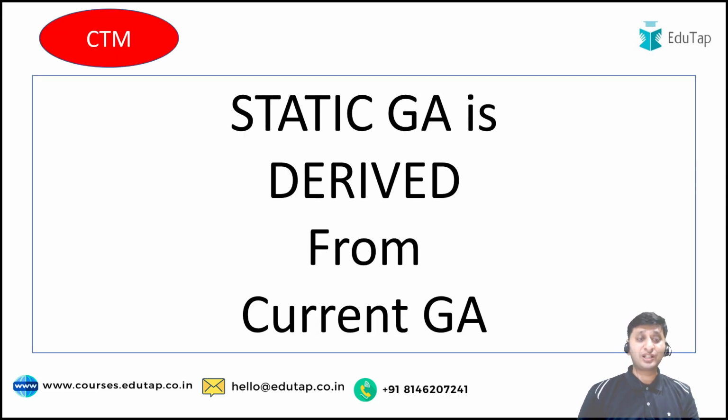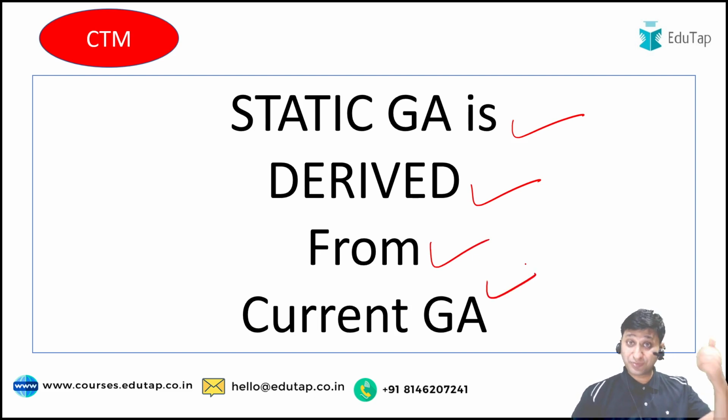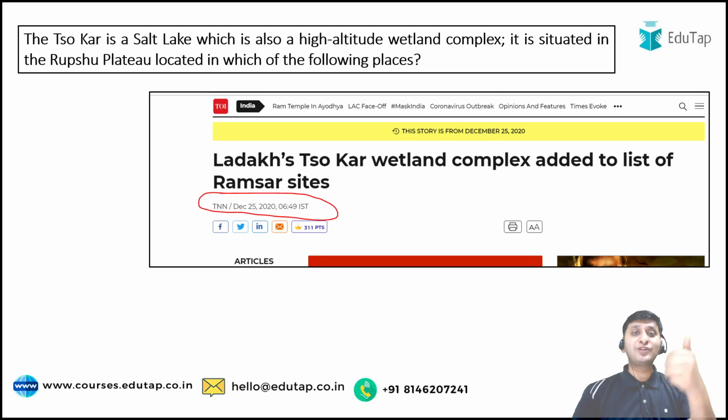The answer lies in, note this down: static GA is derived from current GA. You need to note this down. Static GA is based upon current GA. So whatever you are reading in current affairs, you will be able to connect that part to the static GA. Then you can score some really good marks in the paper.